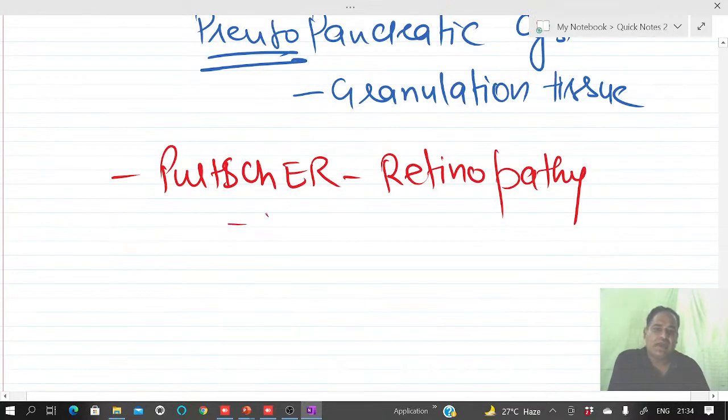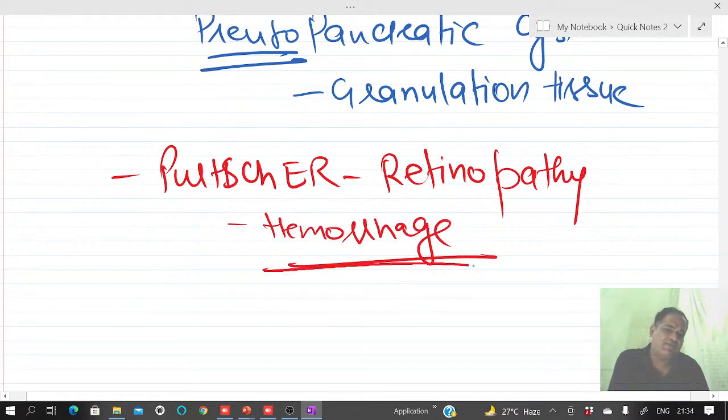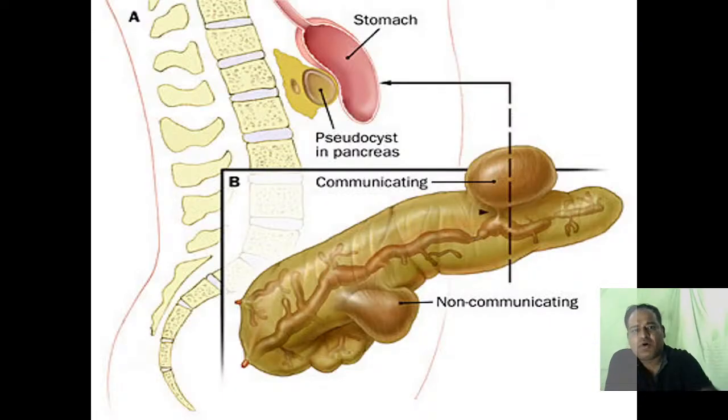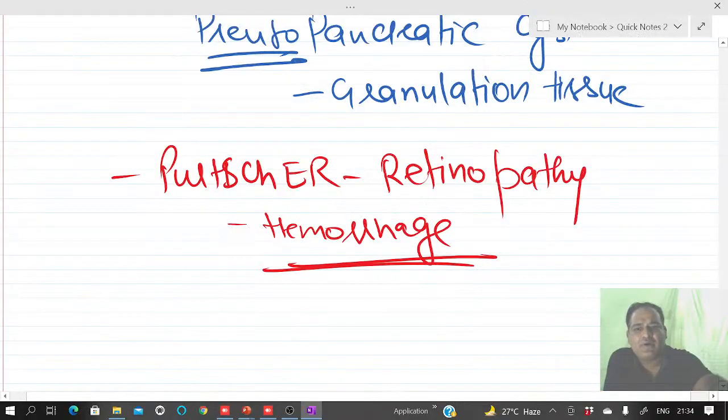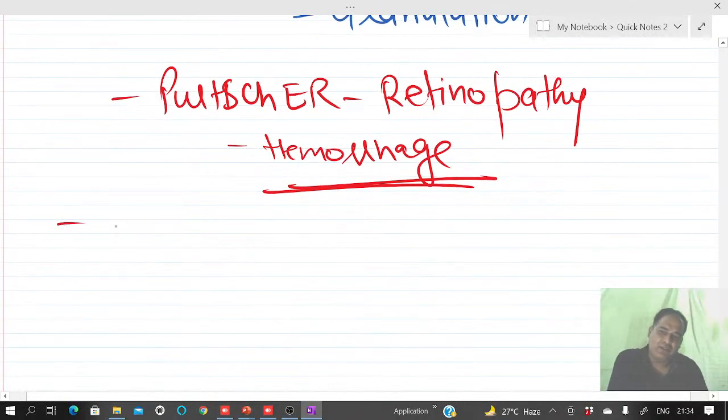Purtscher retinopathy. Fine. So that is due to punctate, very small hemorrhages in the blood vessels of the retina. Purtscher retinopathy.